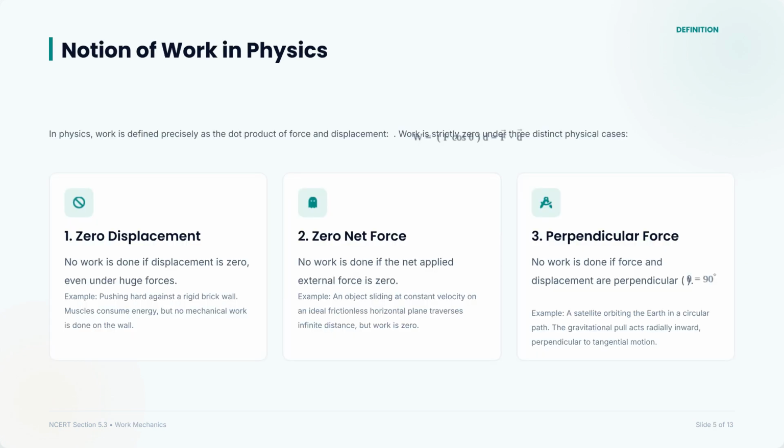In physics, work is formally defined as the dot product of force and displacement. Interestingly, work is zero in three specific scenarios: when there is zero displacement, when the net applied force is zero, or when the force is perpendicular to the direction of motion.